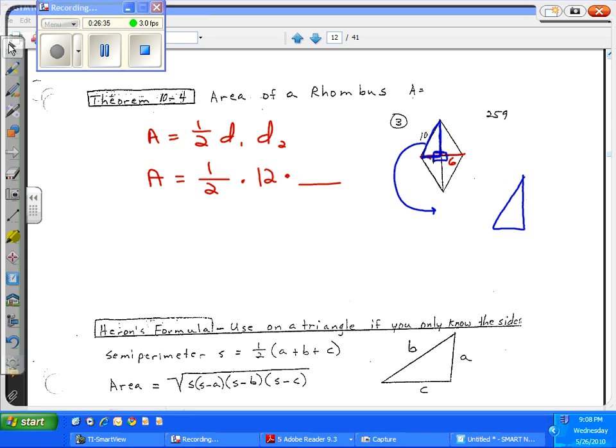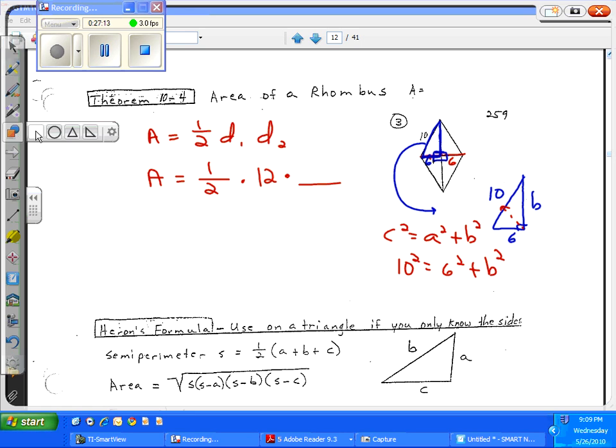If we extract that one, we've got that this is 10, that 6 got covered up, and this is a piece of the other diagonal, and we'll just call it B. We're going to use the Pythagorean theorem to solve. C squared equals A squared plus B squared. The C is the one across from the right angle, the hypotenuse, 10, equals A, which is 6 squared, plus the one we didn't know, which we called B squared. I'm going to white out the bottom so we'll have room to work.